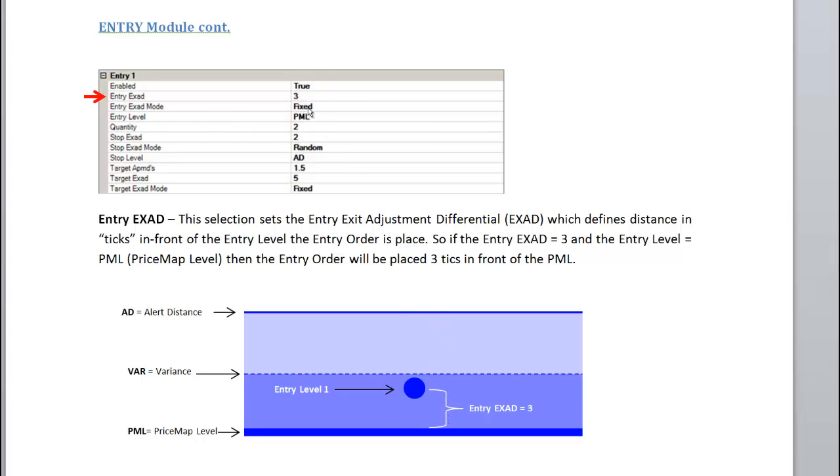I want that to be fixed. This could be randomly selected by the machine. And I want to work off the price map level. So I'm working off the price map level, and I'm using a 3-tick fixed EXAD. And so that's where it's going to place the order when it's triggered.